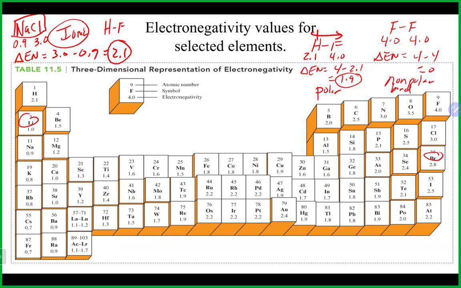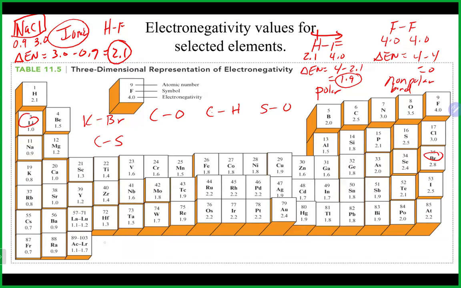So why don't you try some here? Why don't we do the bond between potassium and bromine? We'll do carbon and oxygen. We'll do carbon and hydrogen. We'll do sulfur and oxygen. We'll do carbon and sulfur. So for each of these, use the electronegativity values here to determine is it polar, ionic, or nonpolar. And for any that are polar, draw the arrow heading the right way.